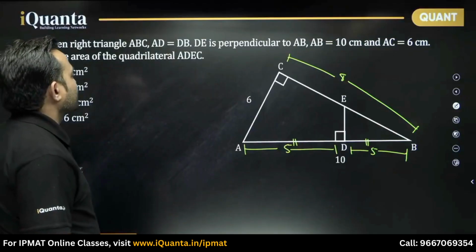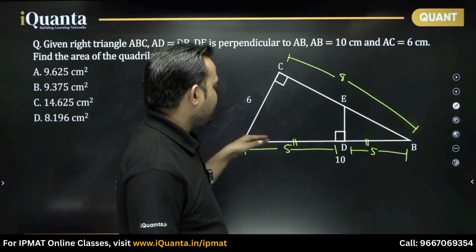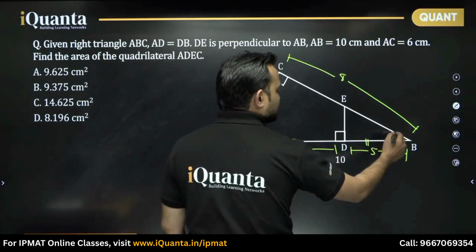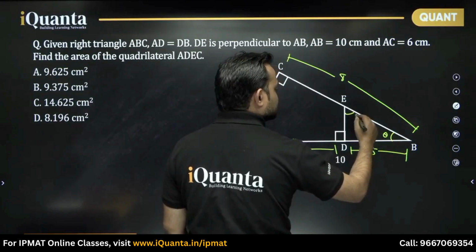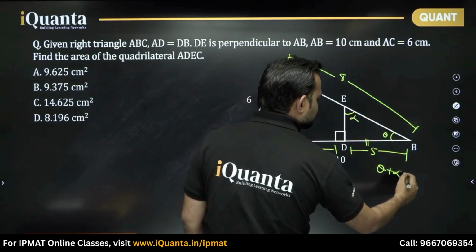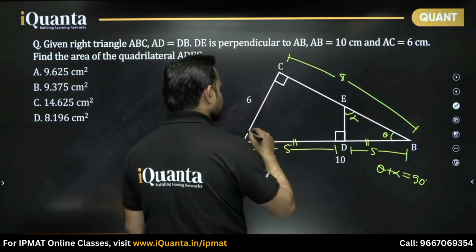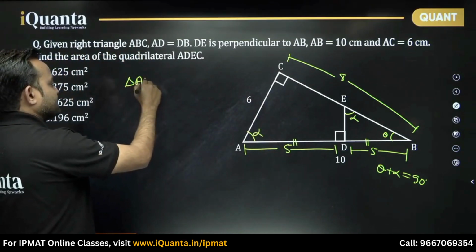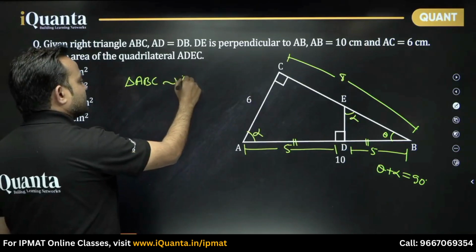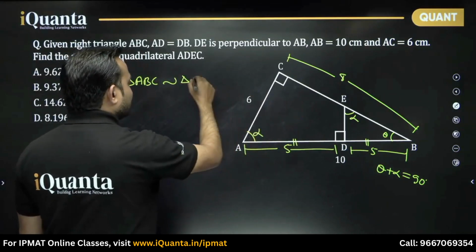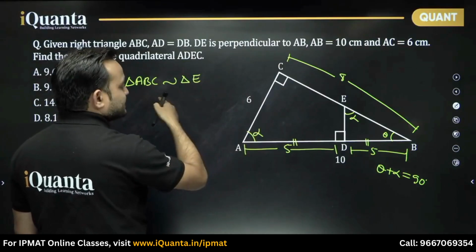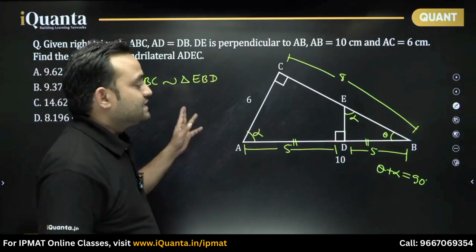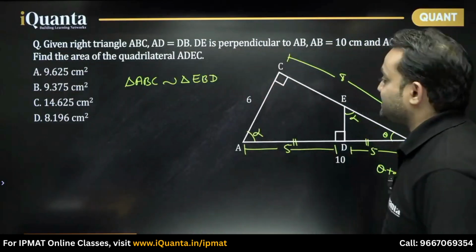Now find the area of quadrilateral ADEC. We need to find the area of this quadrilateral. Now check this. If this angle is theta and this angle is alpha, theta plus alpha is 90 degree. Can we say this angle will also be alpha? So can we say that triangle ABC will be similar to triangle, angle A is alpha, angle E is alpha, C is 90 degree, D is 90 degree. So triangle ABC is similar to triangle EBD, right?